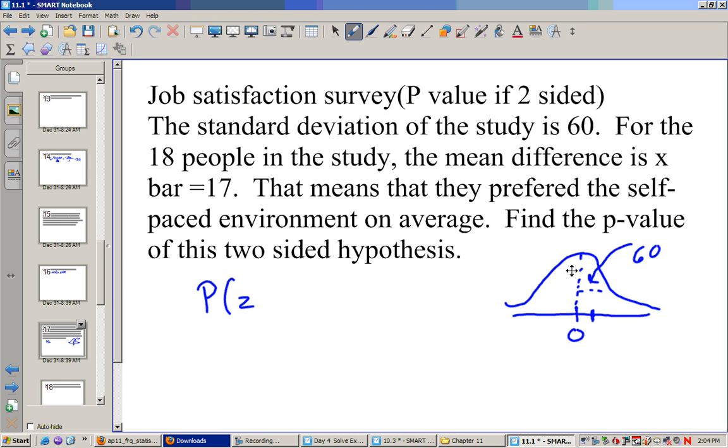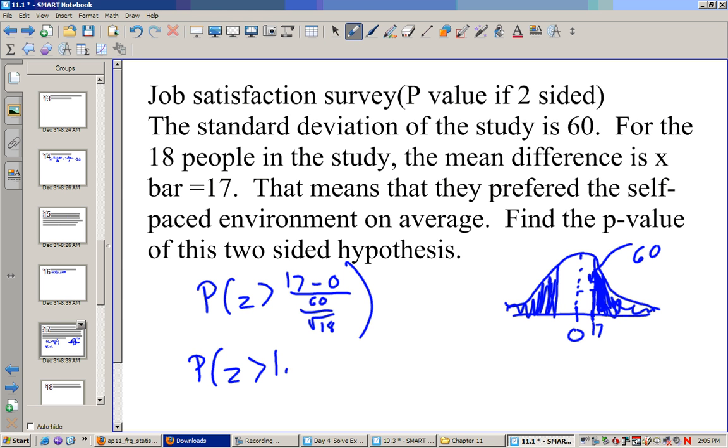So if this is 60, 17 will just be like right there. Since this is two-sided, we'll want to see how extreme this is. So we'll find the probability that is out here, or the probability that's right here. So we take 17, probability z is greater than 17 minus 0 divided by the standard deviation, which is going to be 60 over the square root of n. And there were 18 people in that survey. So that would be 17 divided by 60 over the square root of 18, which is 1.2. So that's the probability that my z-score is greater than 1.2.